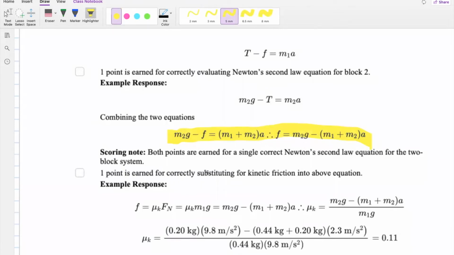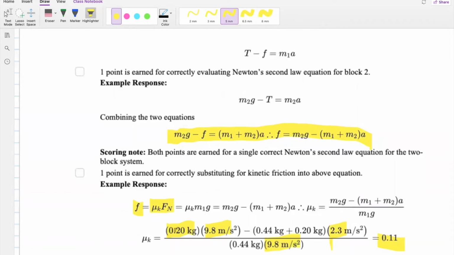And then 1 point is earned for correctly substituting for kinetic friction into the above equation. And so that's where we're saying that friction kinetic is going to be mu kinetic times the normal force, which is mu_k m1g. And then at the end, they got 0.11. Oof, I happen to have made a mistake here. Oh, they are using 0.23 as their acceleration. I was using 0.25. But everything else is consistent, right? It was 0.2 times essentially 10. They're also using 9.8, which changes the answers a little bit.